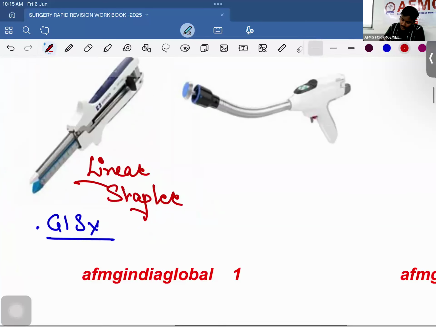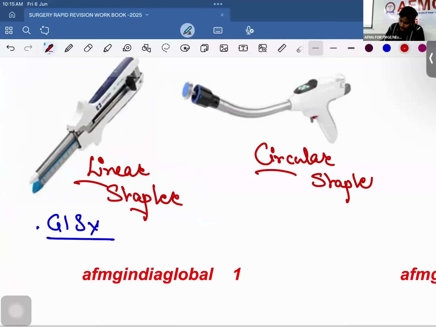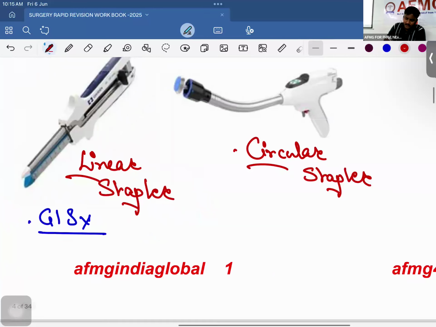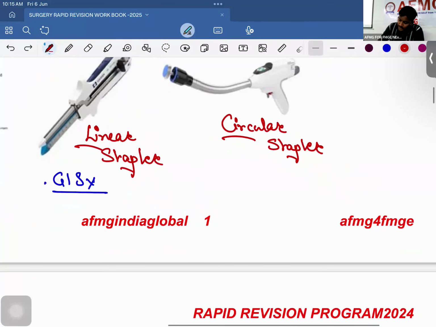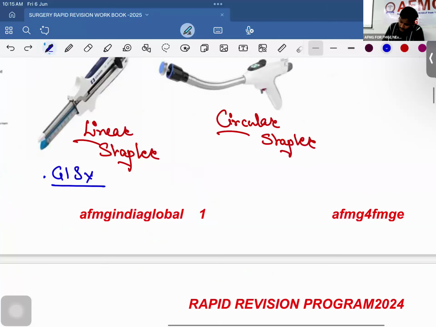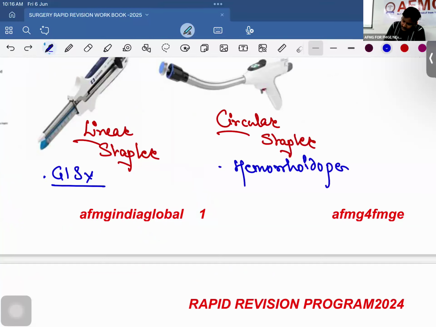Very good. Next, the second one is a picture of a circular stapler, and circular stapler is used for which procedure? Very good. We know circular stapler is generally used in hemorrhoidal surgery. What is the surgery of choice for hemorrhoids nowadays? Hemorrhoidopexy. Please remember, beta, that stapler hemorrhoidopexy is considered the surgery of choice for hemorrhoids nowadays.